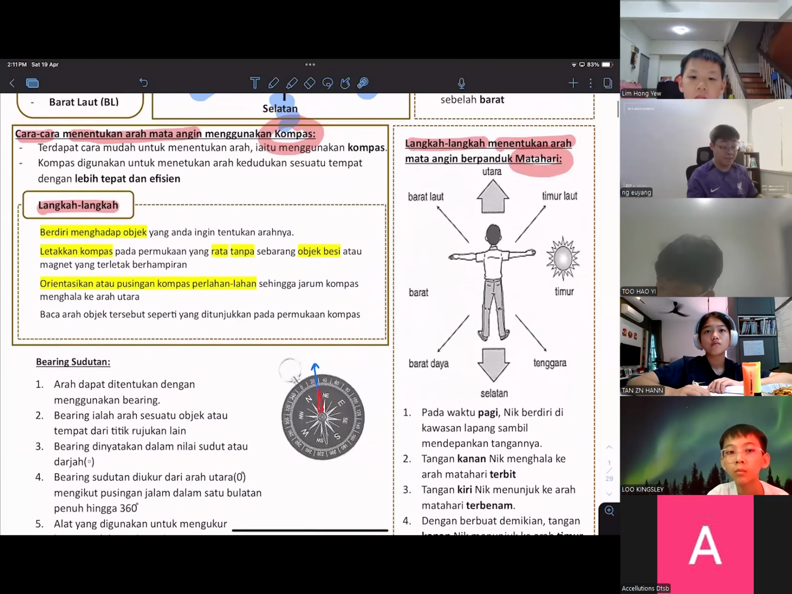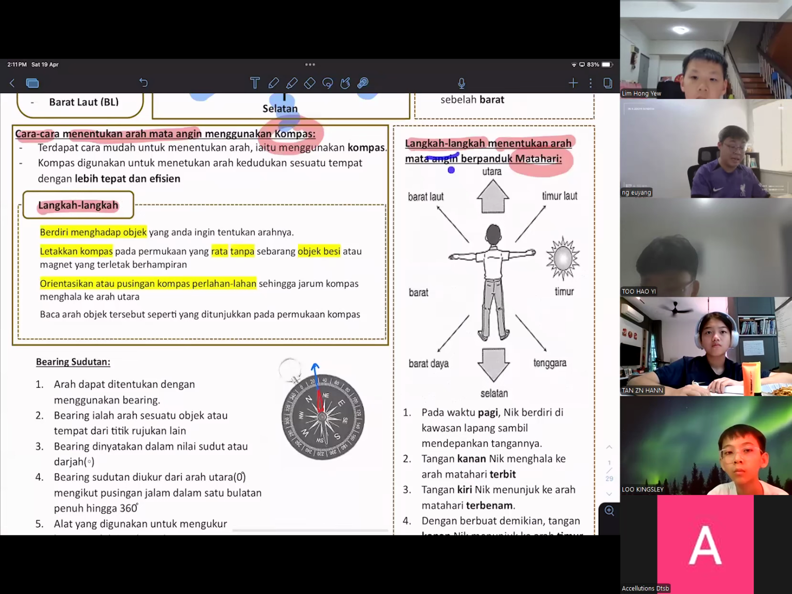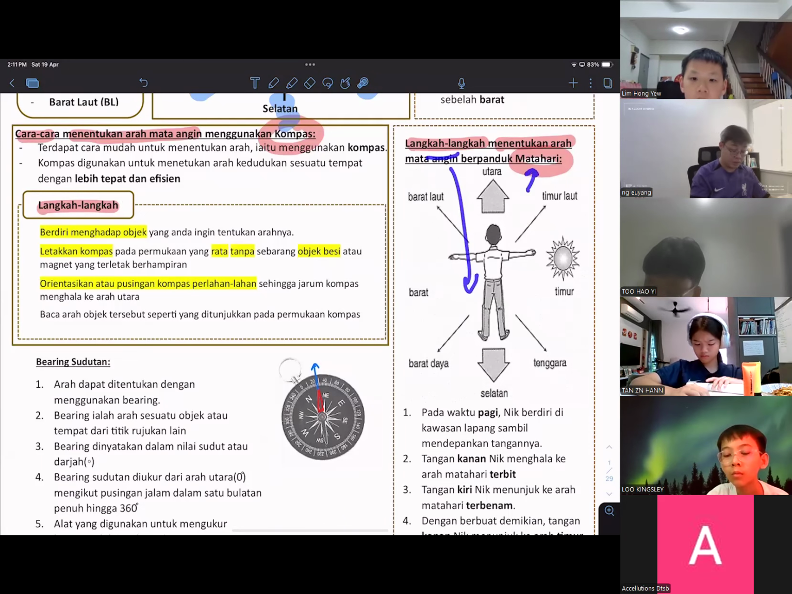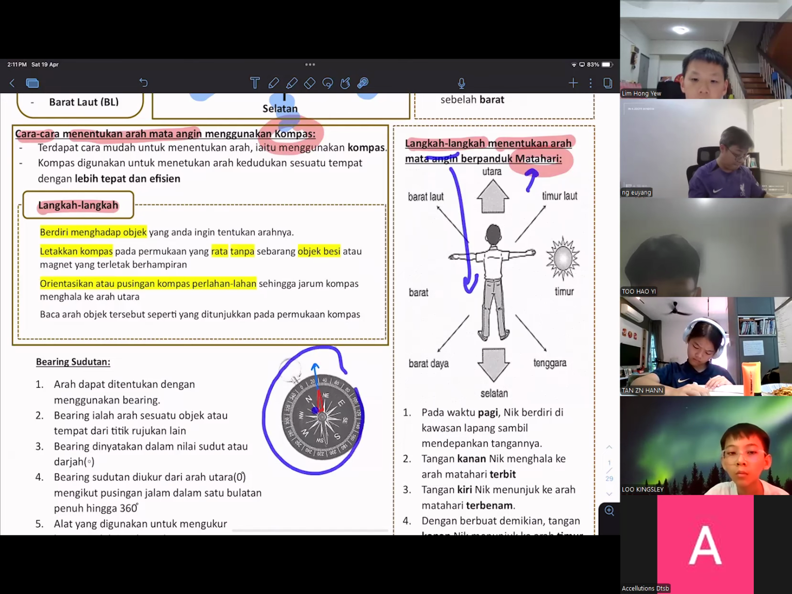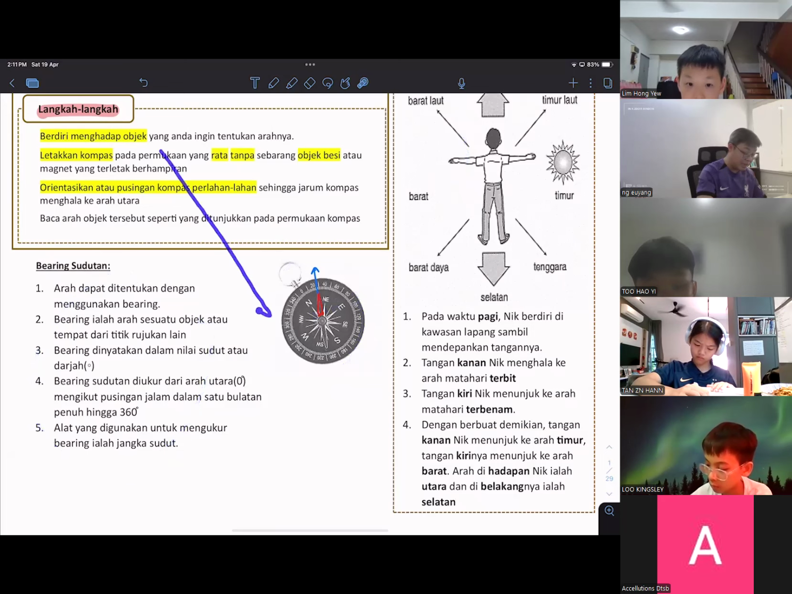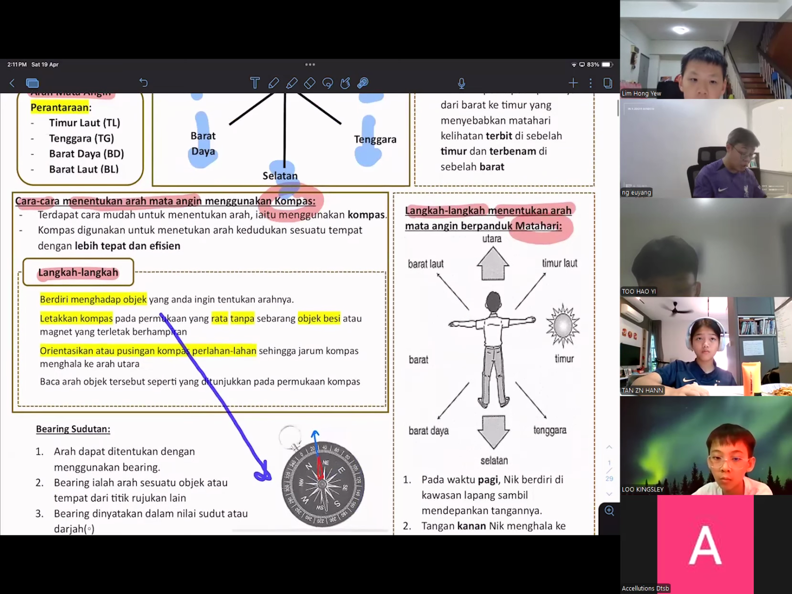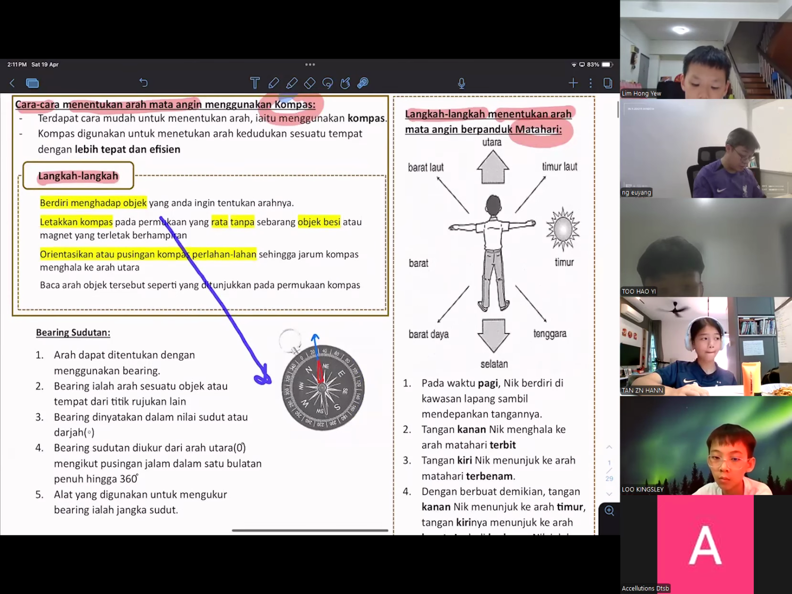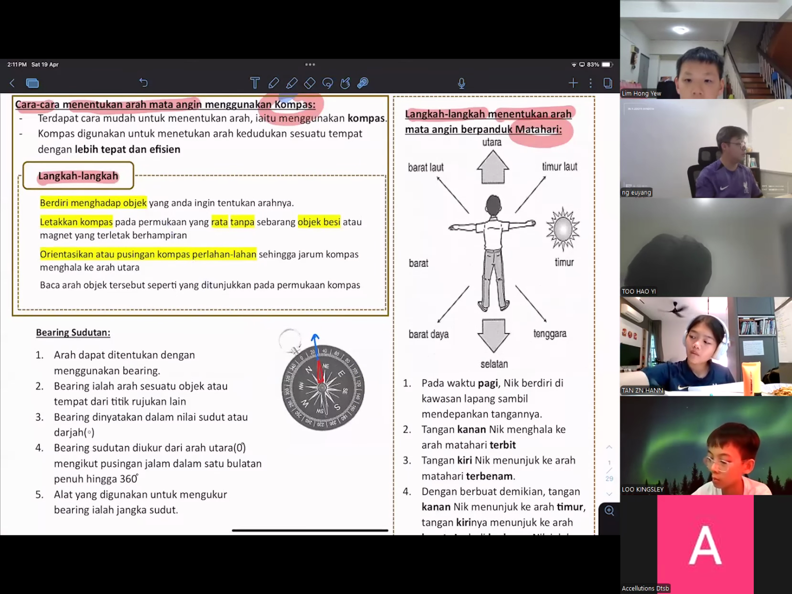Okay, guys, how many structures does the compass have? Before I ask you to memorize the langkah-langkah menentukan arah mata angin dengan matahari, just look at the compass. They didn't mention it here. This is just the langkah-langkah using the compass to identify the directions. So how many structures does the compass have?